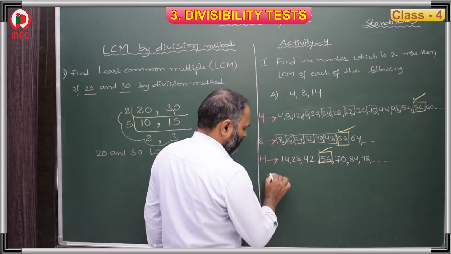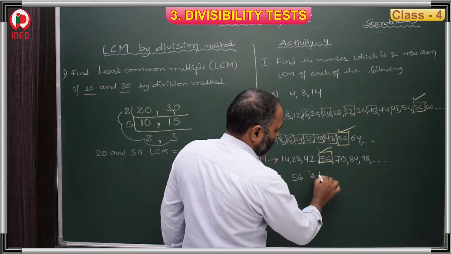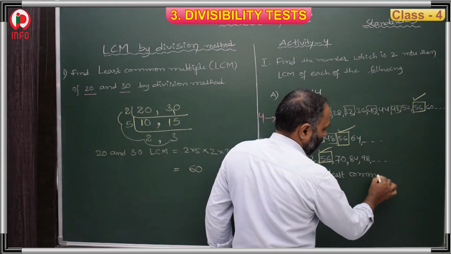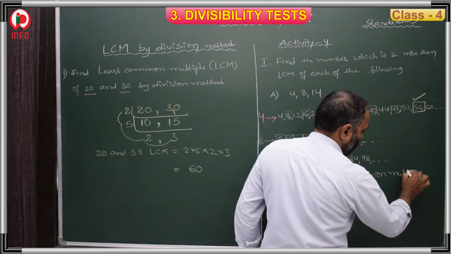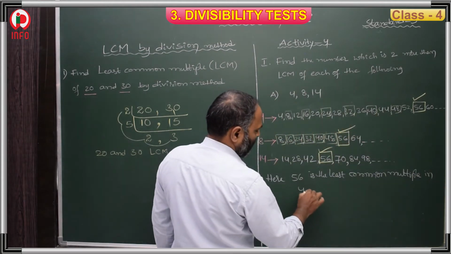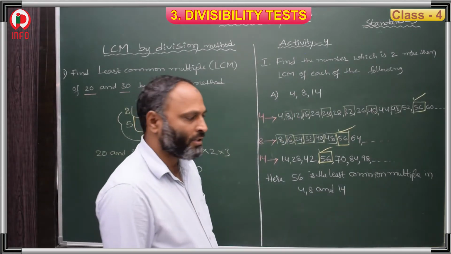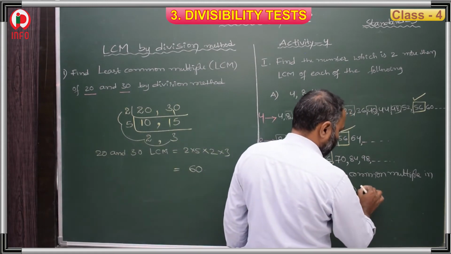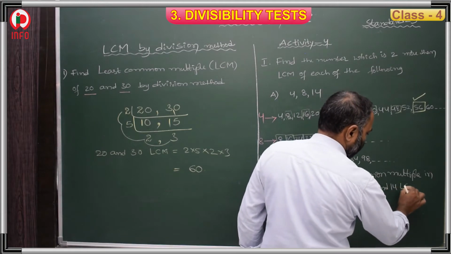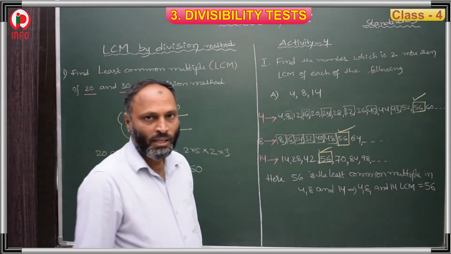Here 56 is the least common multiple of 4, 8 and 14. So the LCM of 4, 8 and 14 is equal to 56. The LCM is 56.